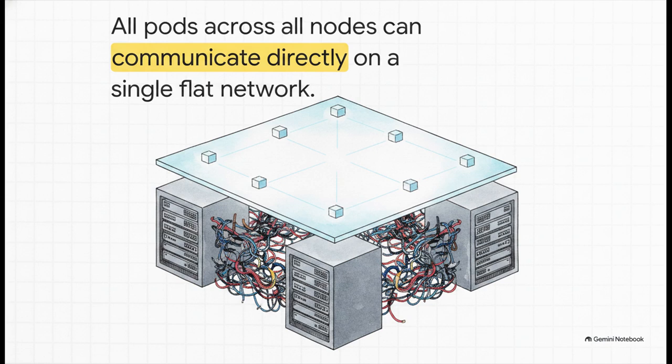All pods across all nodes can communicate directly on a single flat network. Let that sink in for just a second. The crucial takeaway here is that you absolutely do not need to configure complex network address translation, or NAT, just to get a pod on node 1 to talk to a pod on node 3. Goodbye, NAT headaches. Even though they live on completely different physical host machines, Kubernetes just abstracts that entire hardware boundary away. To the pods themselves, it feels like they're all sitting right next to each other, plugged into one giant, seamless switch. It's just a brilliant simplification of a highly complex distributed problem.